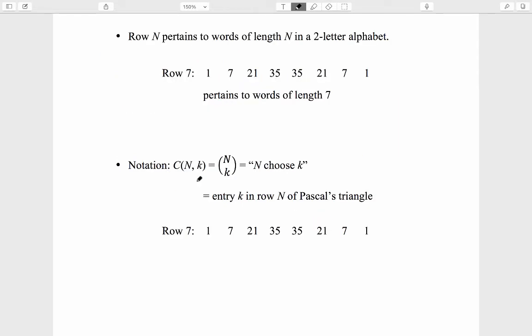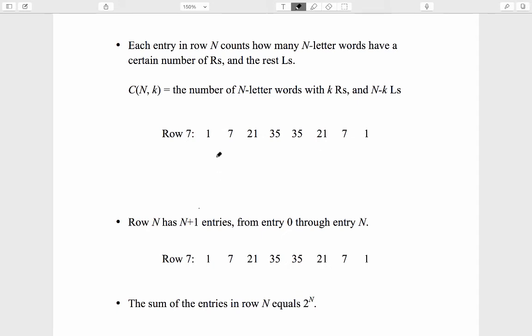We have notation for each address in Pascal's triangle. N choose K, or written this way, N choose K. This notation is telling me to go look at a particular location in row n of Pascal's triangle. This 21 is 7 choose 5. I count up from entry 0, then 1, 2, 3, 4, 5. Each entry in row n, whatever positive integer n is, counts how many n-letter words have a certain number of r's and all the rest l's. This 21 counts how many 7-letter words there are with 5 r's and 2 l's.